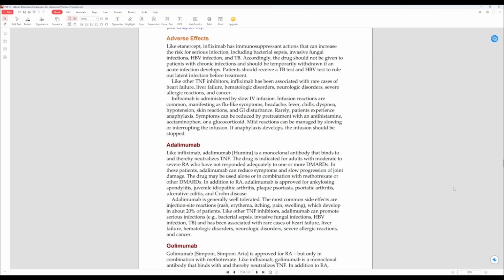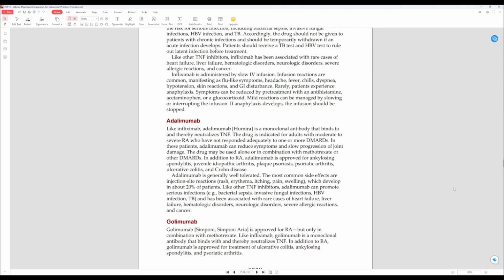Infusion reactions are common, manifesting as flu-like symptoms: headache, fever, chills, dyspnea, hypotension, skin reactions, and GI disturbances. Rarely, patients experience anaphylaxis. Symptoms can be reduced by pretreatment with an antihistamine, Tylenol, or glucocorticoid. Mild reactions can be managed by slowing or interruption of the infusion. If anaphylaxis develops, the infusion needs to be stopped.